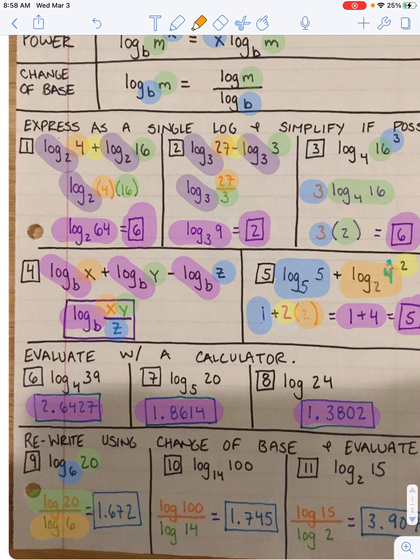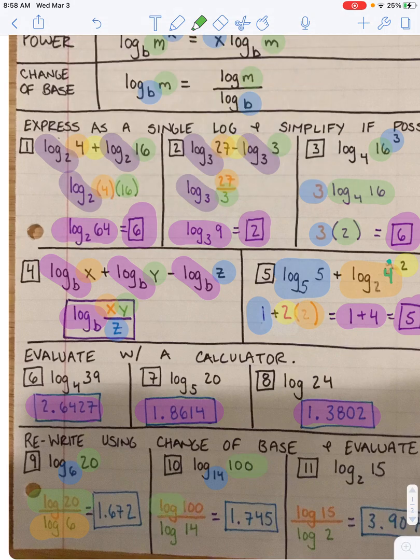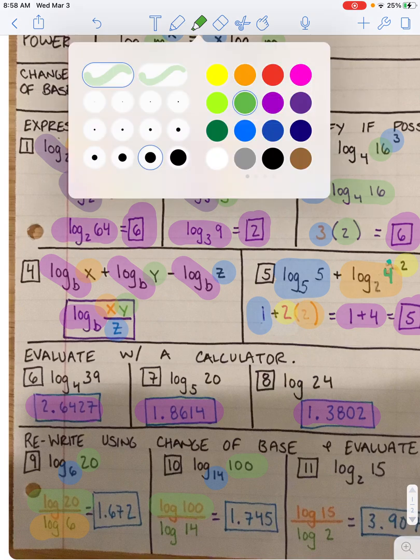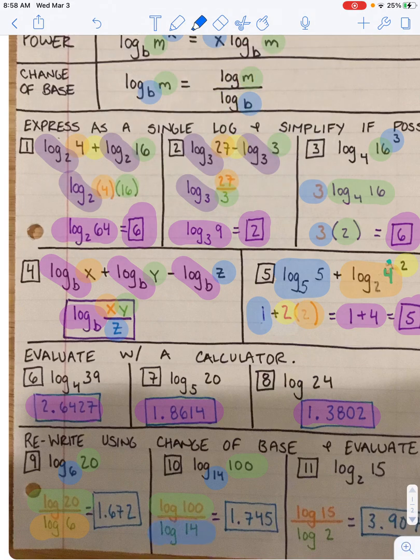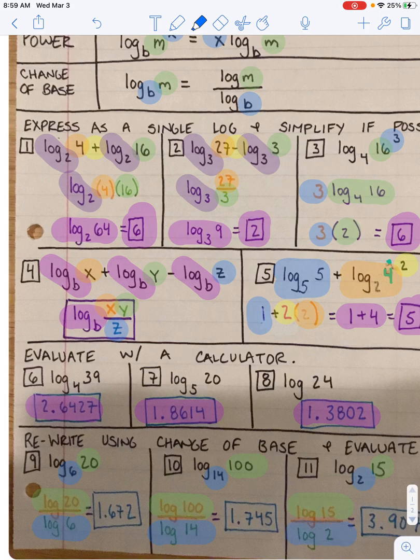So for number 10, we have the log base 14 of 100. We take the log of 100 and divide it by the log of 14. So log of 6 was on the bottom and log of 20 was on the top. And for problem 11, log base 2 of 15, we take the log of 15 on top and divide it by the log of 2 on the bottom. So let's go into Desmos and make sure we can do all that.